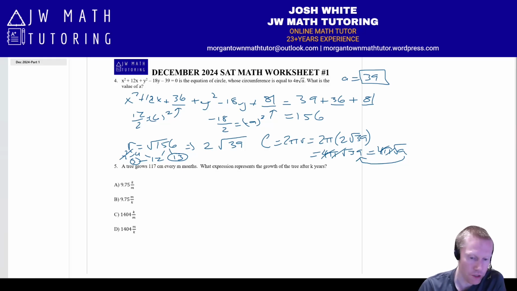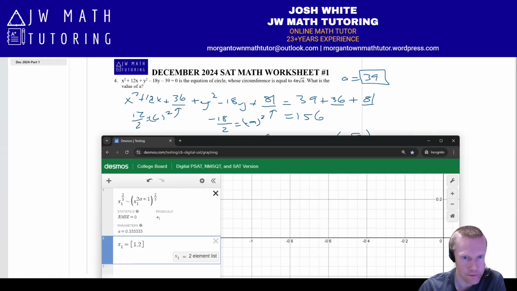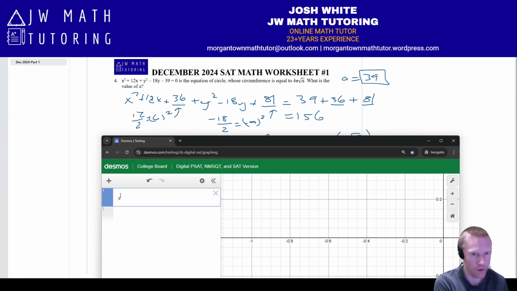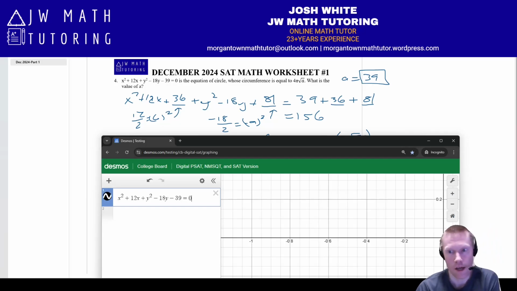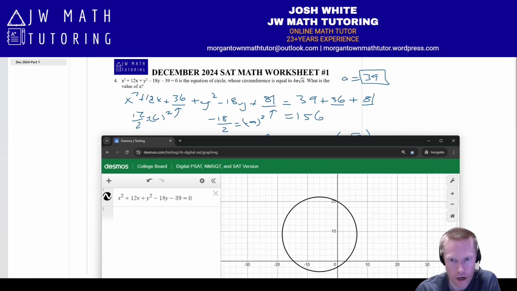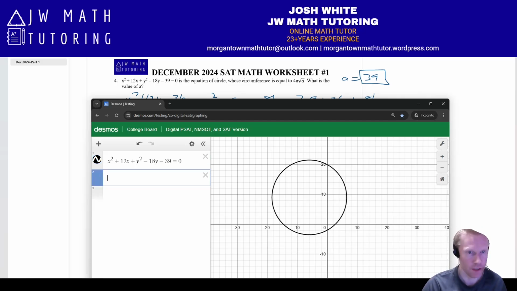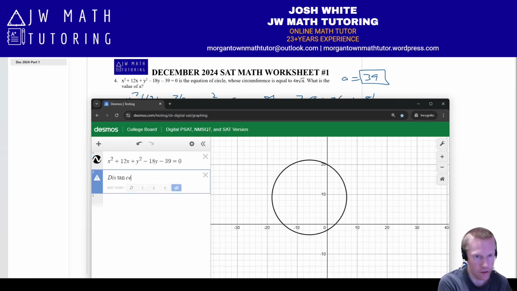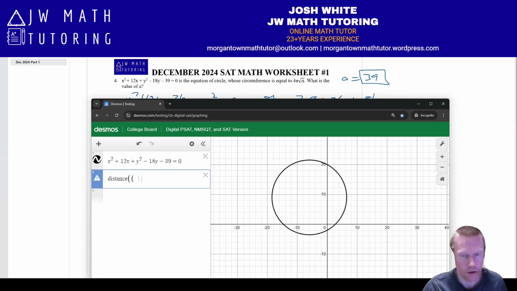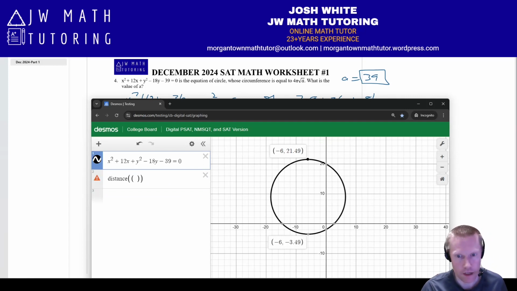Now here's how you could solve this using Desmos. Let's go back here. Let's first type in the circle equation. Okay, zoom out here. All right, we need to identify the radius value of the circle. So I'm going to look for the max and min points, which are right here. I'm going to do the distance formula between them. Okay, so again, they're both going to be -6, and it's 21.49, -3.49.